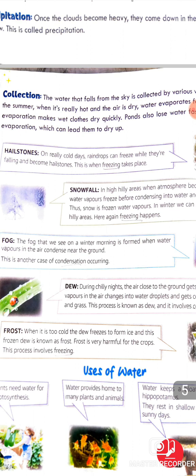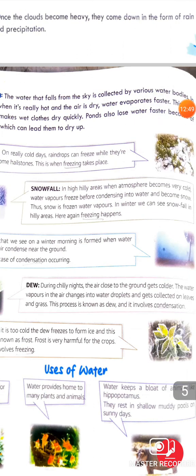As in the water cycle we see that water vapor is evaporated, but evaporation occurs in the presence of heat, and in winter there is no proper heat, so the water vapor condenses near the ground, means it condenses to form water. Water vapor condenses near the ground to form fog.